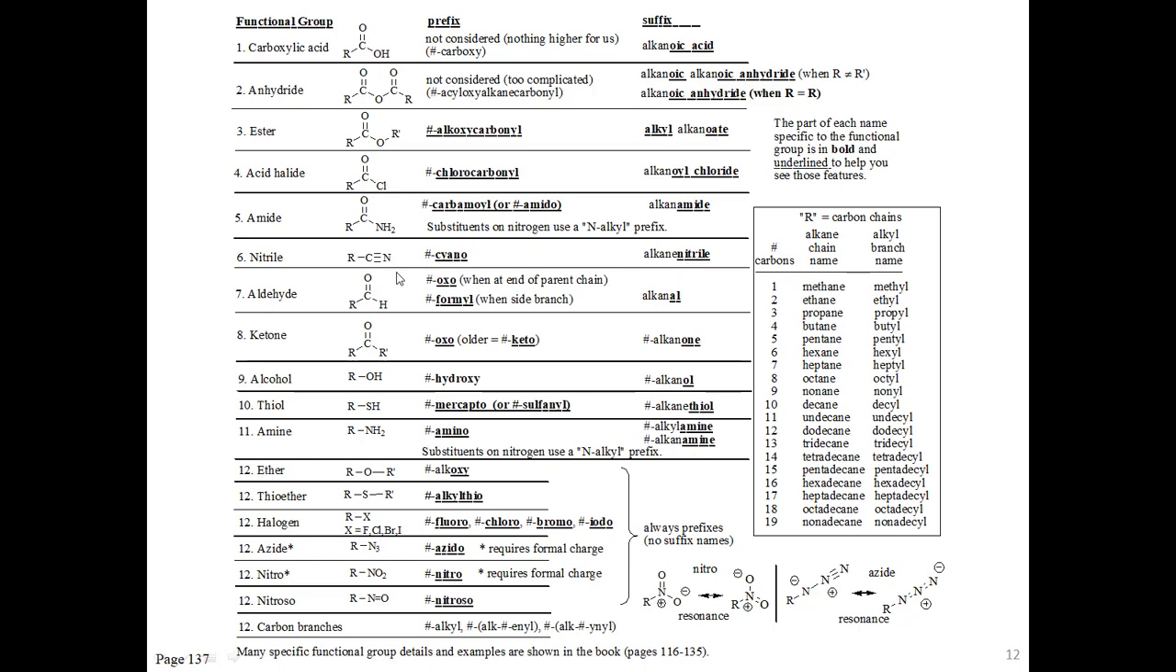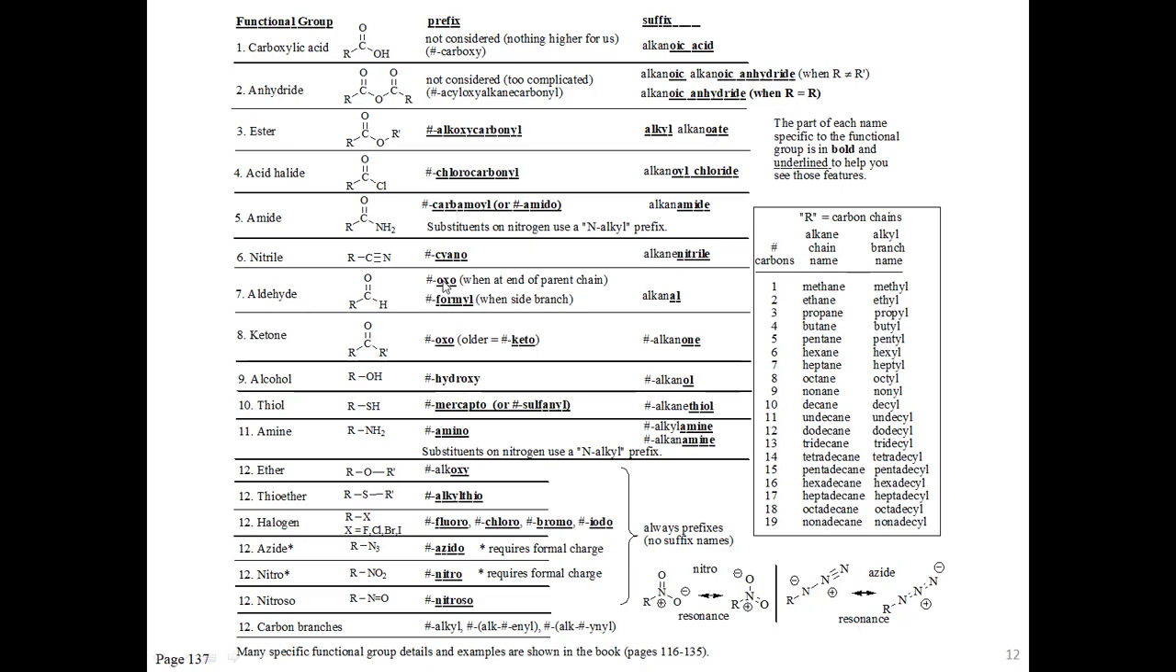Okay, and then C triple bond N is a nitrile group. If it's a lower priority group, we call it prefix cyano. And if it's the high priority group, we say alkane nitrile. And notice in this case, I keep the E. Okay, if the suffix starts with a vowel, we drop the E, but nitrile starts with a consonant.